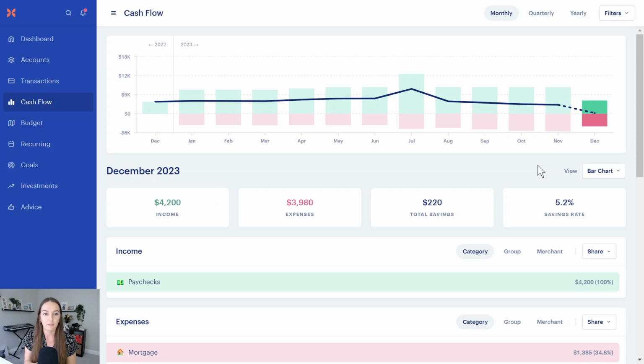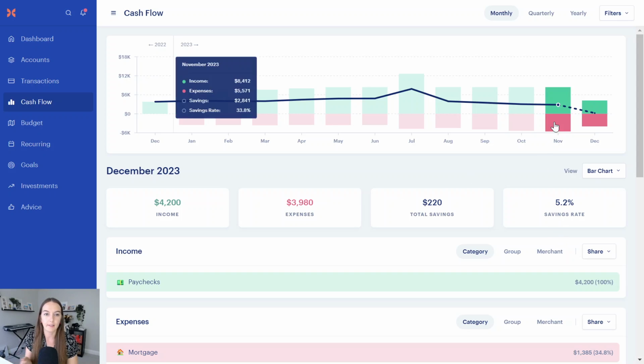If any part of this is confusing as far as the cash flow report goes, I have a video on sinking funds that explains this in greater depth that I'd love for you to check out. But we're going to skim through this part here. So first off, I want to point out how in this scenario, we have $4,200 of income, $3,900 in expenses. It's showing your savings rate, and all that.